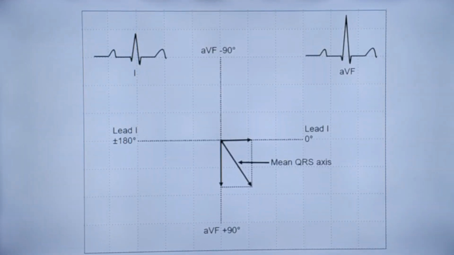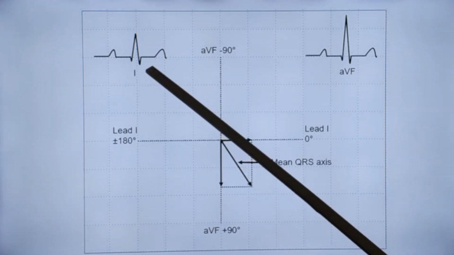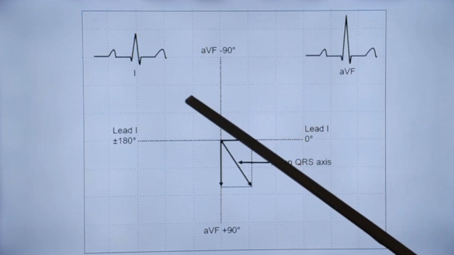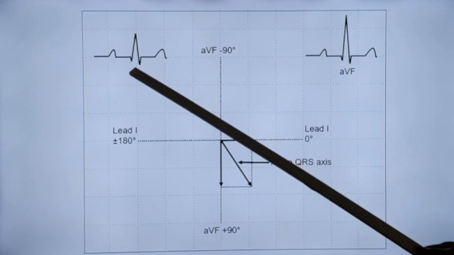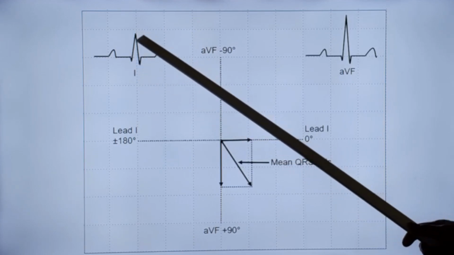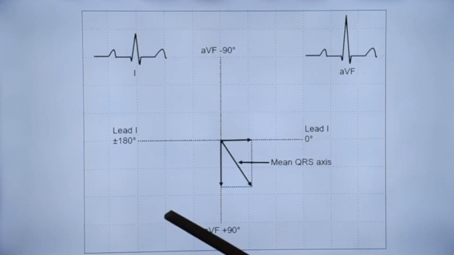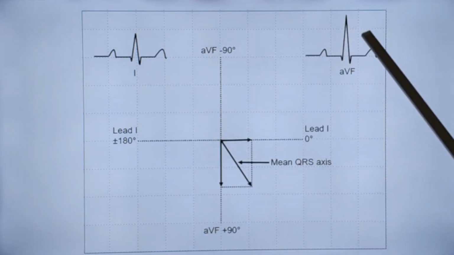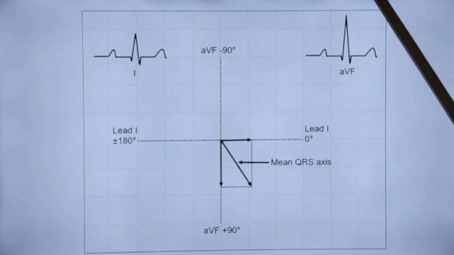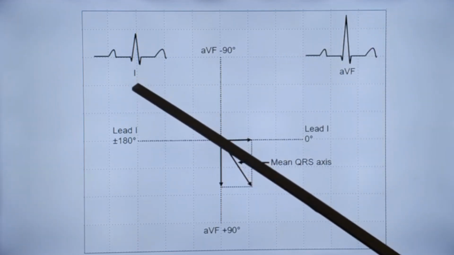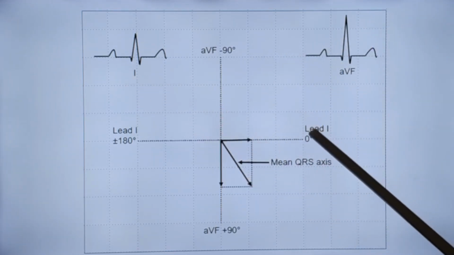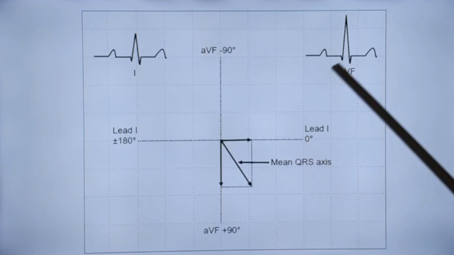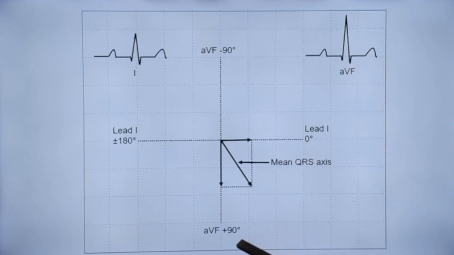A simple method of calculating the QRS axis is by looking at lead 1 and AVF. The negative waves are subtracted from the amplitude of the positive waves and the resultant taken for lead 1 and AVF. And lead 1 is given an axis of 0 and AVF an axis of plus 90.